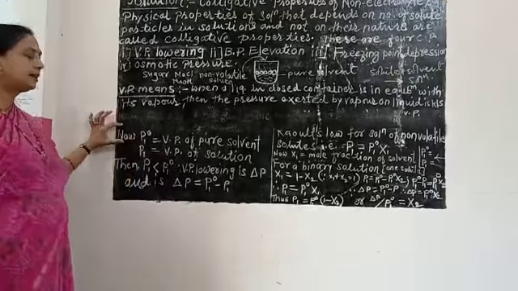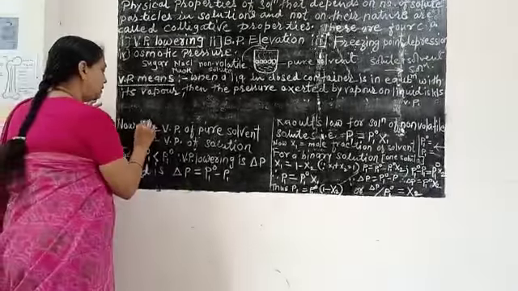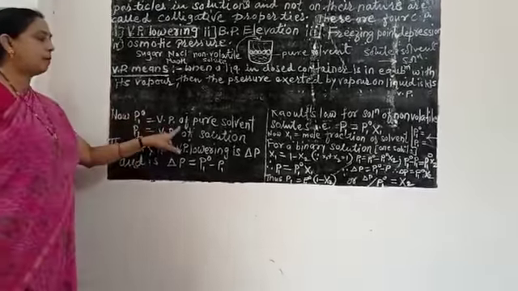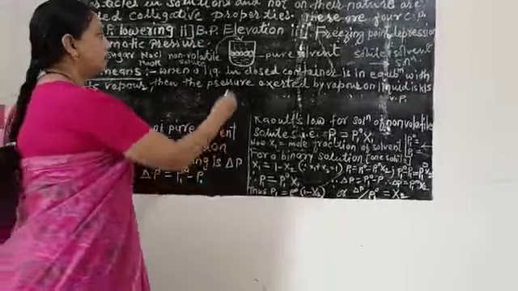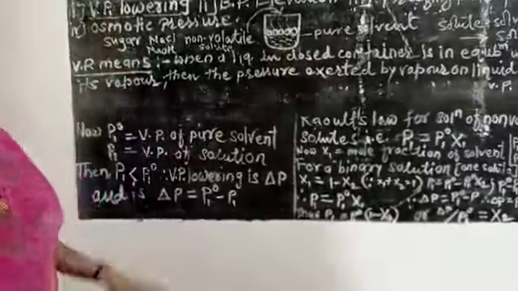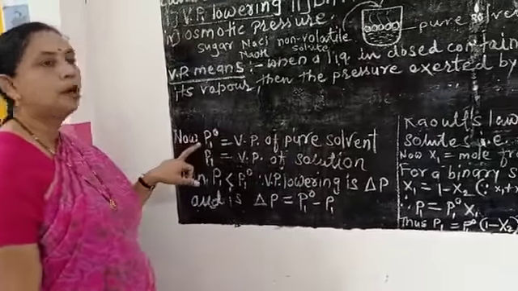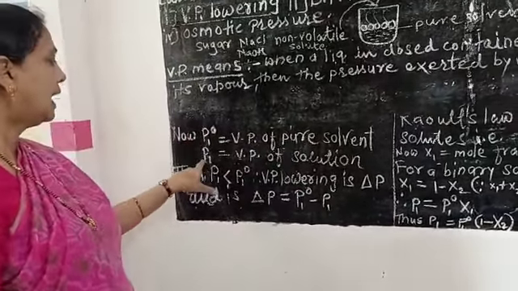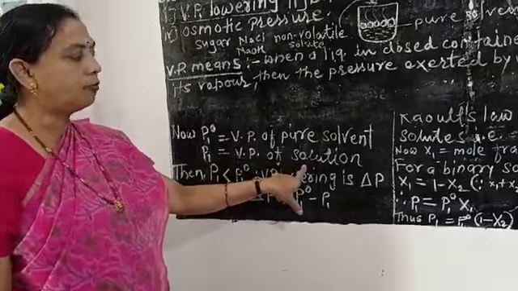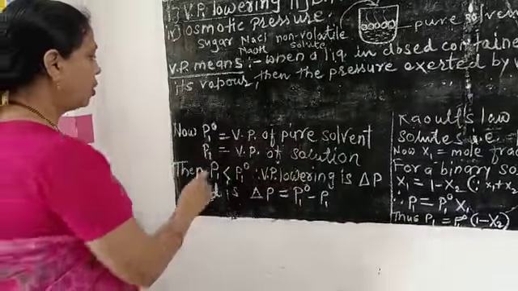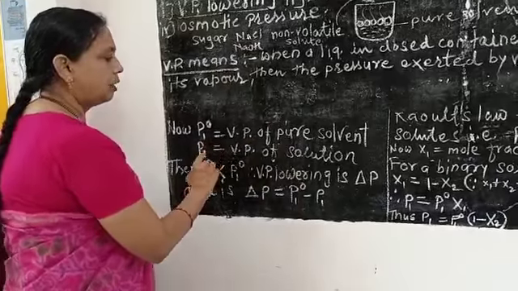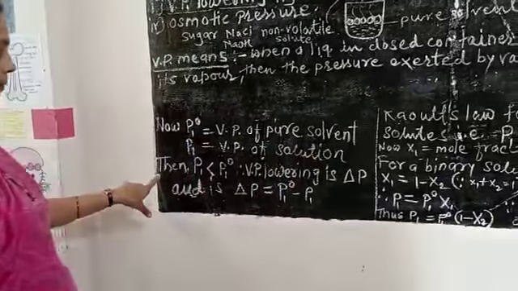So consider that P10 is the vapor pressure of pure solvent. This is pure solvent, and for this pure solvent we have considered its vapor pressure is P10, and P1 is the vapor pressure of solution. We have considered P1 is equal to the vapor pressure of solution.